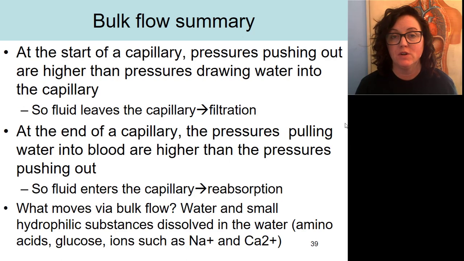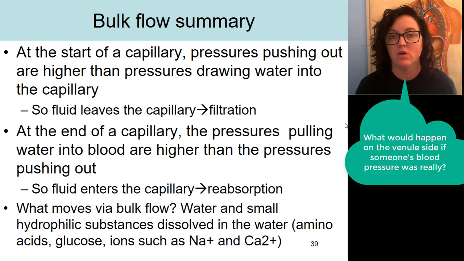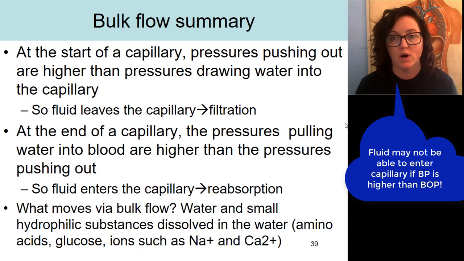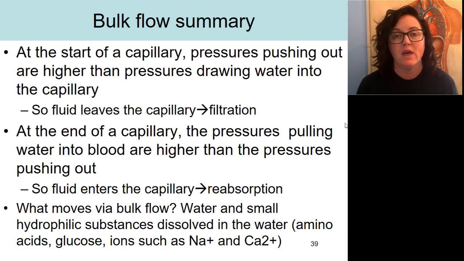The substances that are moving via bulk flow are water and any small hydrophilic substances dissolved in the water. So this includes things like amino acids, glucose, and ions like sodium, potassium, and calcium. These things dissolve in the water, and as the water is moving in and out of the capillary, they will move with it. Larger substances like proteins are too big to fit through the intercellular clefts, and they cannot move via bulk flow. We generally don't move a lot of proteins in and out of capillaries anyway, and typically we will do so at capillaries such as our sinusoidal capillaries or fenestrated capillaries.